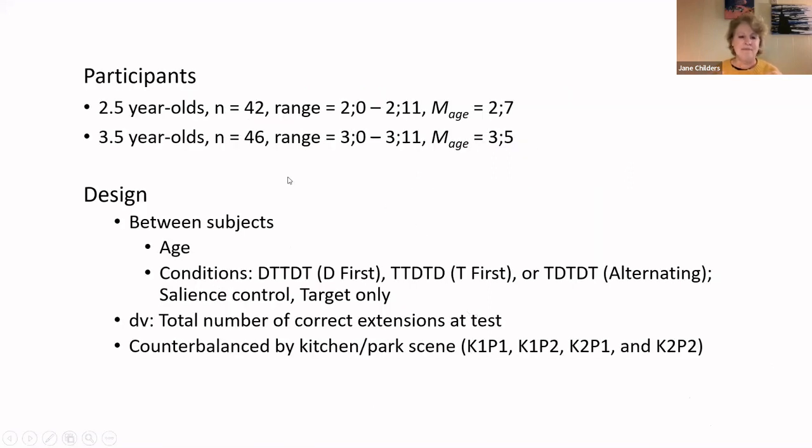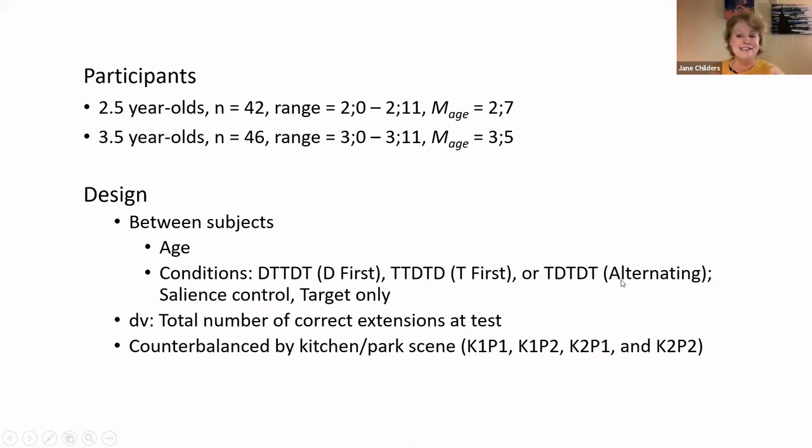And so we have 2.5 and 3.5-year-olds. And we designed 3 different conditions. So in this study, they're going to see 5 events. In all my other studies, they're really seeing only 3. So in these 5 events, 2 of them are going to be distractors. 3 of them are going to be targets. So we had a condition where the distractor event was first. Then there's 2 targets, distractor, target. There was a condition where the target was first, and there was an alternating condition.